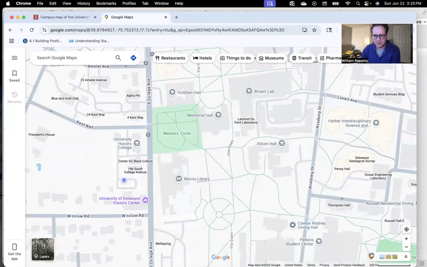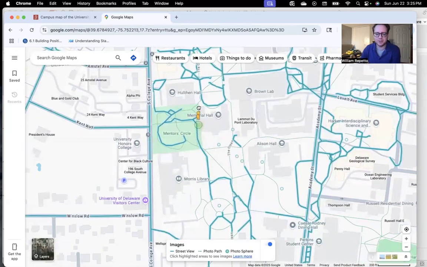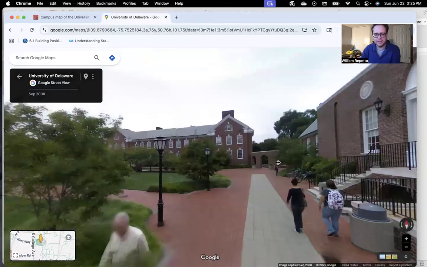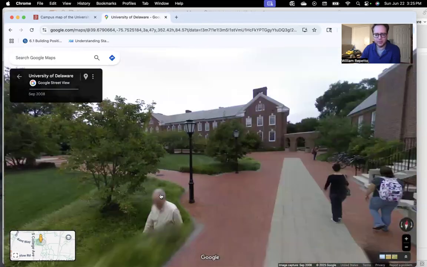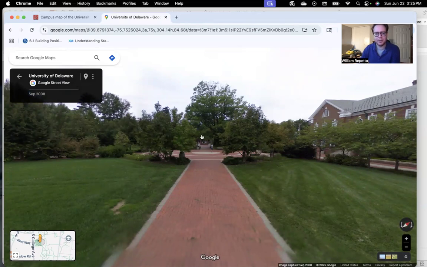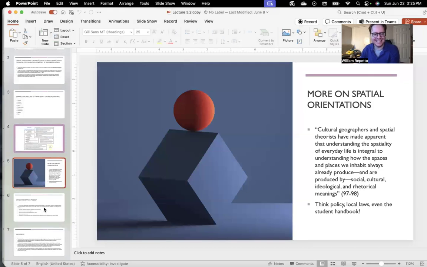Curiously, I was experimenting with everything. If you go down to Mentor's Circle on your street view, so this is Memorial, and this would be the way to Mentor's Circle. Google Maps, their mapping is only up to 2008, so we don't even have the big book. And I tell you that for an important reason. I'll return to it in just a second.